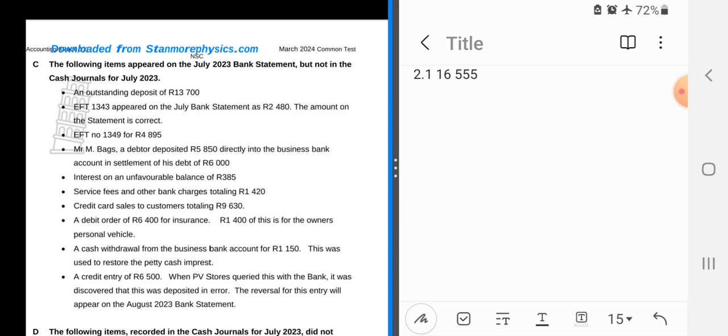Now let's see. An outstanding deposit. We have an outstanding deposit of 13,700 rand. So they did not appear on the bank statement. They appeared on the bank statement, but not on the cash receipt journal and cash payment journal. So we know outstanding deposit needs to go to the BRS, and then the EFT of 1343 appeared on the July bank statement as 2,480. The amount on the statement is correct.